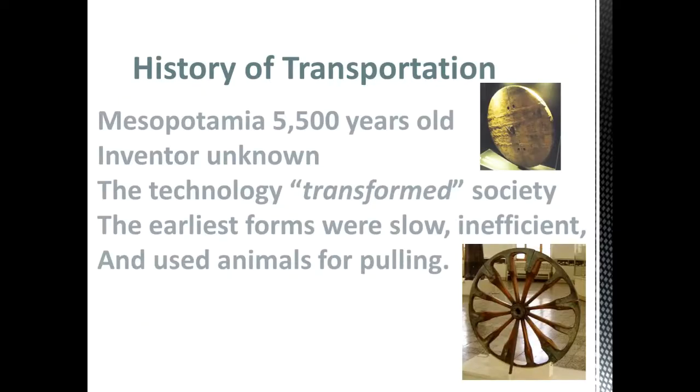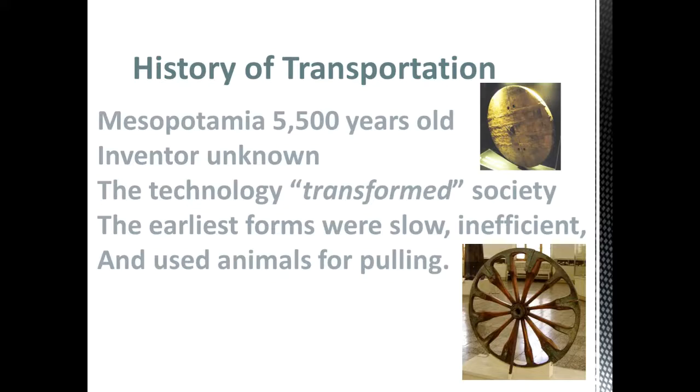So the history of transportation. The oldest wheel found in archaeological excavation was discovered in what was Mesopotamia, or modern-day northern Turkey, and is believed to be over 504,000 years old. But no one knows exactly who invented this. It's debated which civilization specifically invented the wheel.